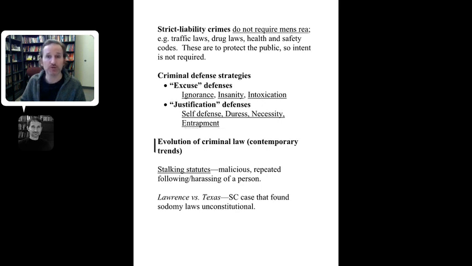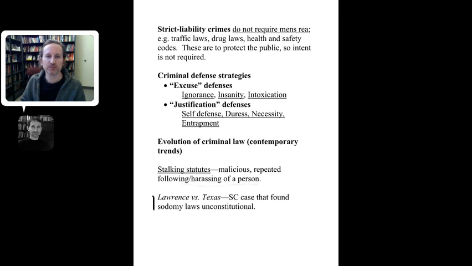Criminal law changes, of course, over time, and we can talk about some contemporary trends, things that are reasonably new. Stalking was once not considered a crime. We're going to see a video eventually where they'll talk about the evolution of stalking laws, but there was a period where people could repeatedly, maliciously follow and harass someone without there being a whole lot that person could do about it. Eventually, over time, this came to be seen as a crime in its own right, as opposed to just a behavior and expression that somebody's engaged in.